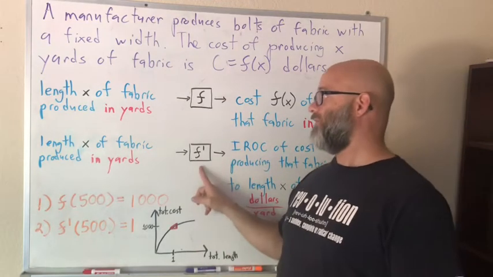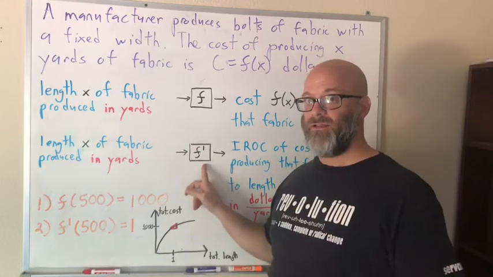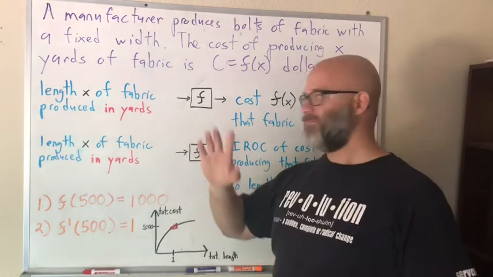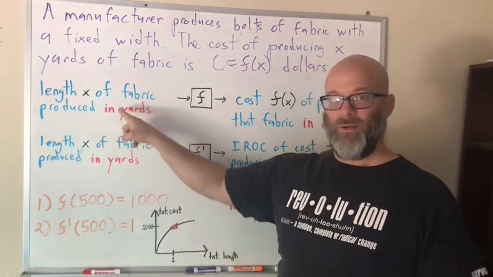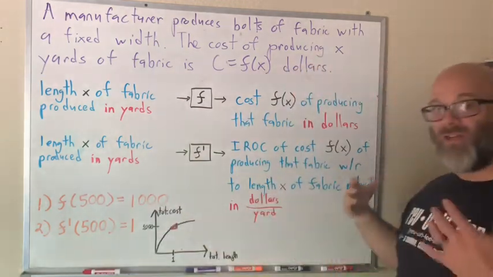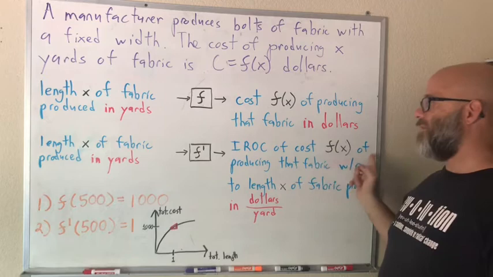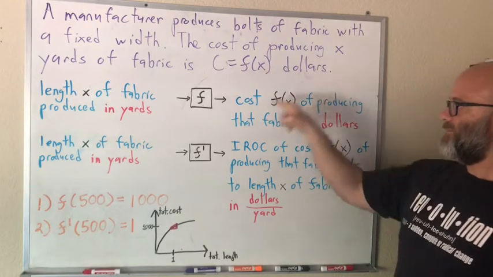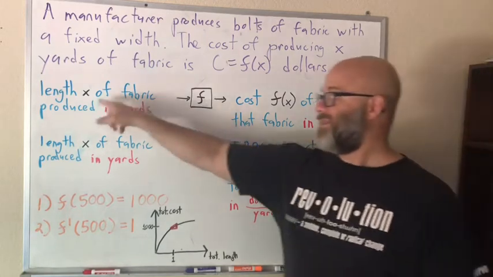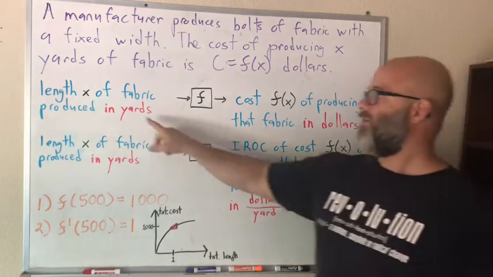Now I go on to the derivative function. If this is the original function, this is the derivative function. If we were dealing with position, this would be velocity, right? But we're not. So what goes into the f prime function? Here's the formulaic part of it. Exactly what went into the f function, the length x of fabric produced in yards. And what comes out? Very formulaic. The instantaneous rate of change of the cost, f of x, of producing that fabric, that's this, with respect to length x of the fabric produced, that's this, in dollars per yard, that's this over this.